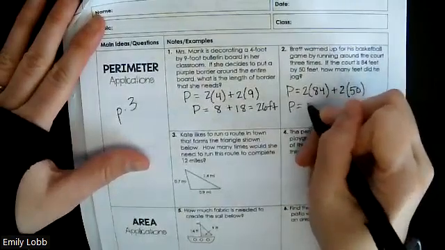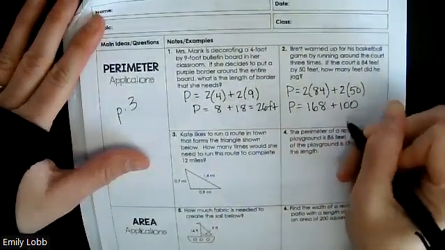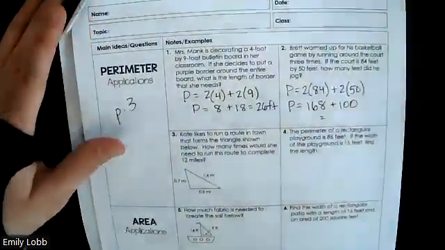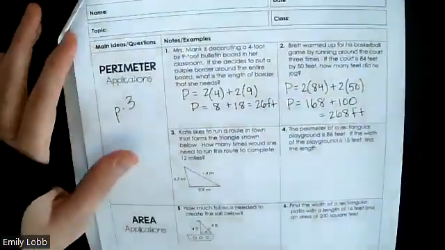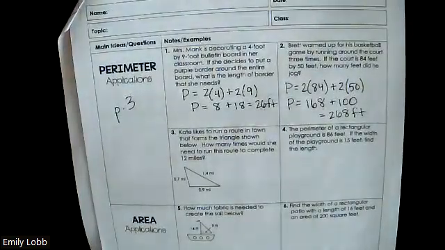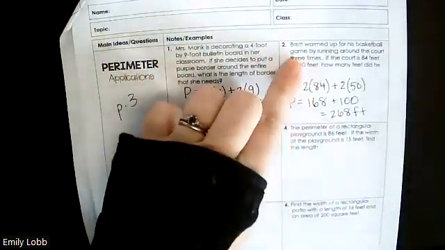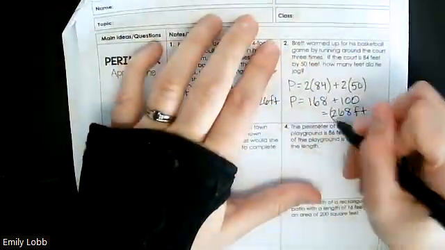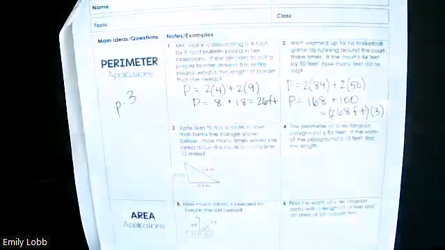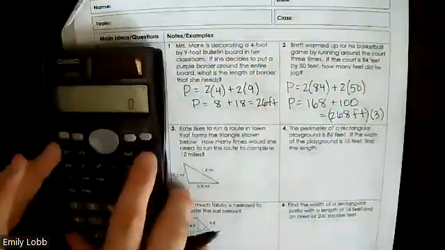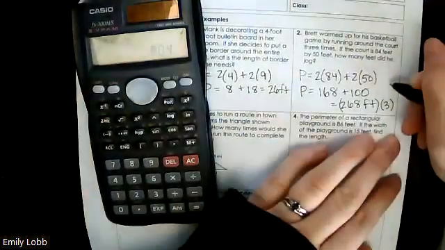So this is 168, and this is 100. So how many feet total? 268 feet. Oh, but wait. He didn't just run it once, he ran it how many times? 3 times. So what do we have to multiply this by? 3. So 268 times 3, 804 feet.